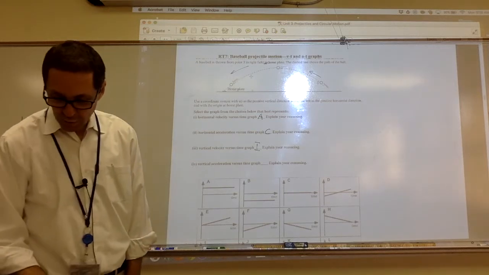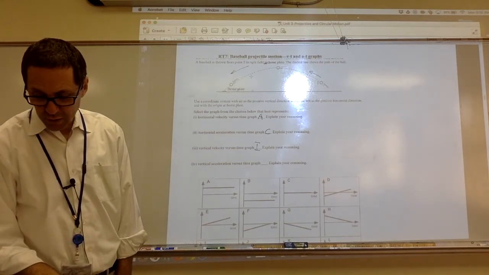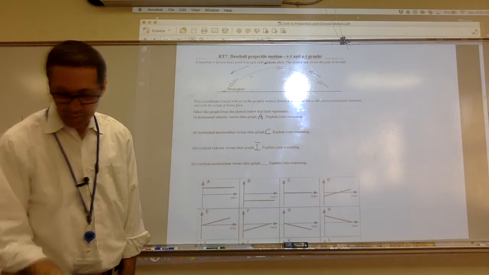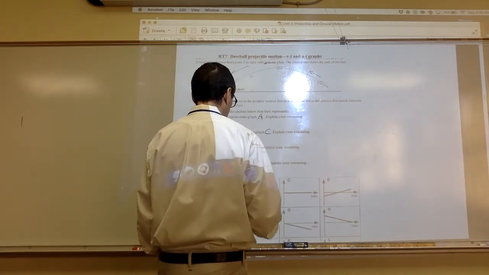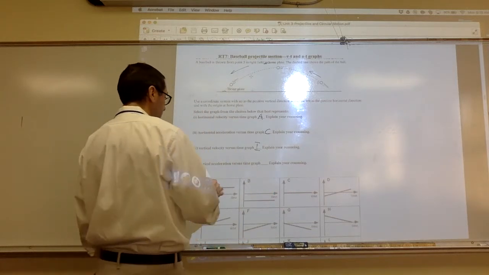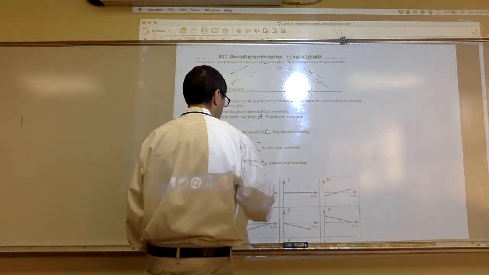Okay? And the next question is the vertical acceleration versus time. Well, the acceleration is going to be negative on the way up and it's going to be negative on the way down. So that should be graph B.